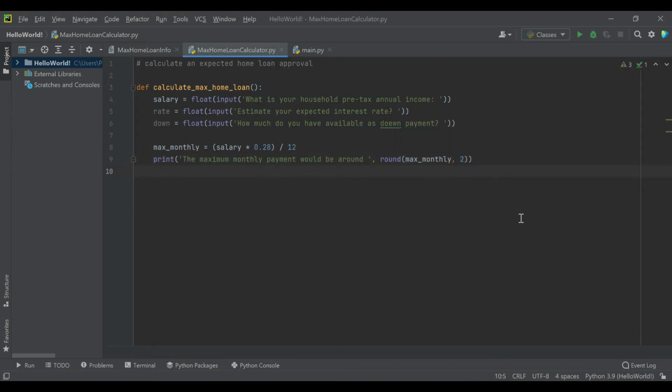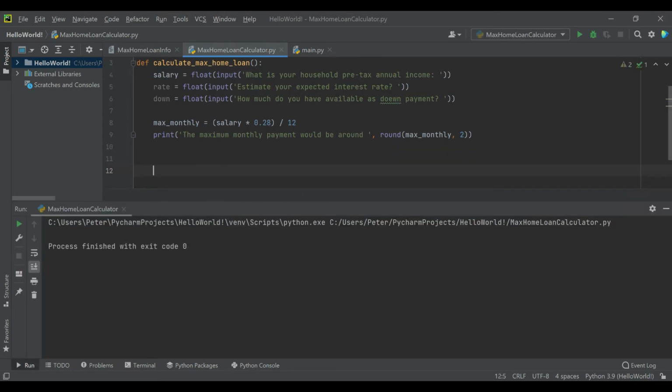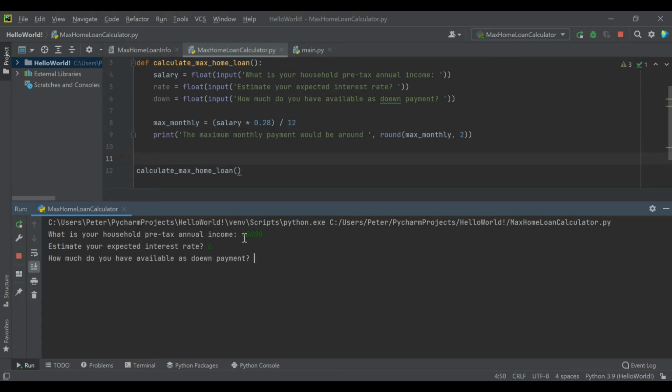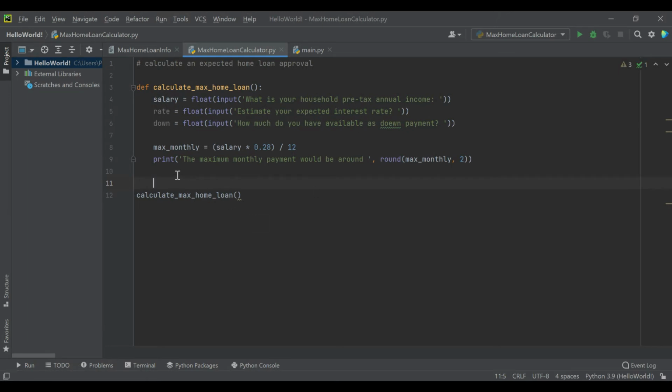If we run this right now, we're not doing anything with rate or down yet. Oh, this is still from our previous example. Let's run. So, we forgot to call the function. Calculate. Silly. There we go. So let's just say we make $60,000 a year. We're expecting a 6% rate. We're not doing anything with these 2 values yet, but they're telling us that on an income of $60,000, the max monthly payment we'd be allowed to pay would be around $1,400 a month, and these are pre-tax numbers.